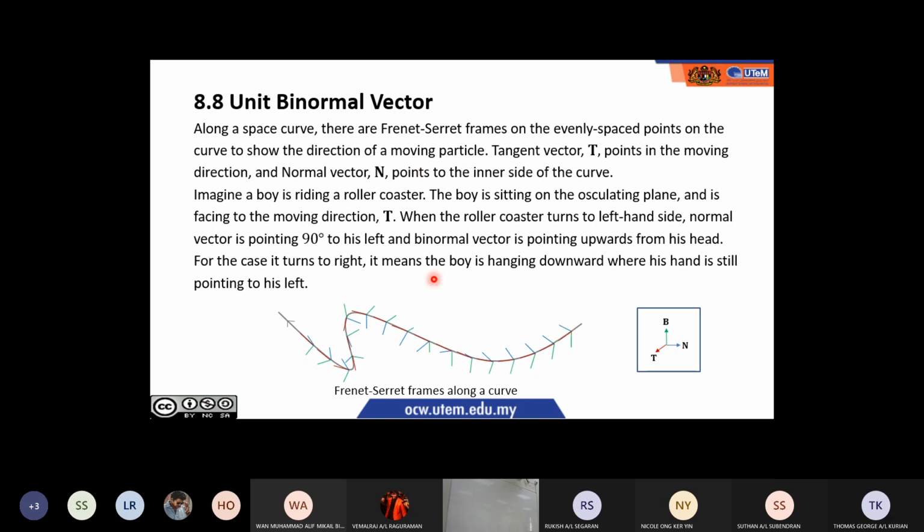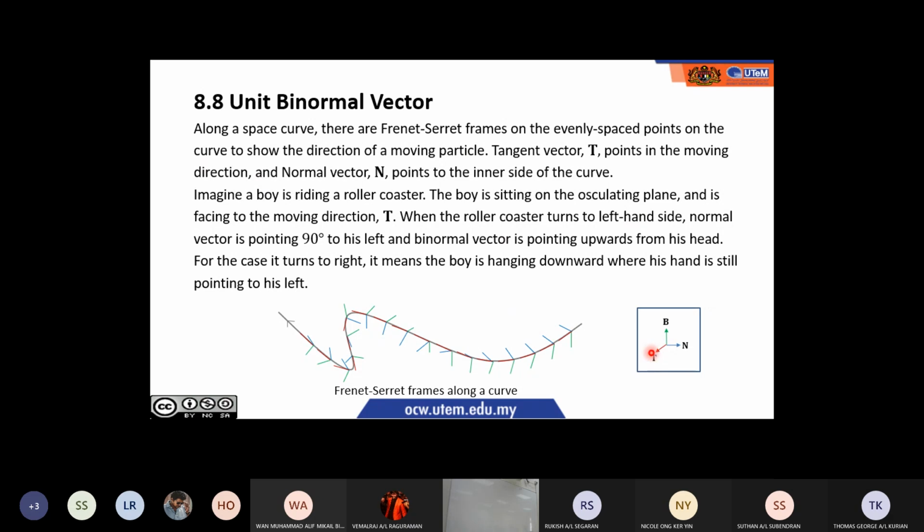Okay. So this frame can show us the direction of the moving particle. The tangent vector T points in the moving direction. T will always point in the moving direction. You see this one, N is in blue, T is in red, B is in green.